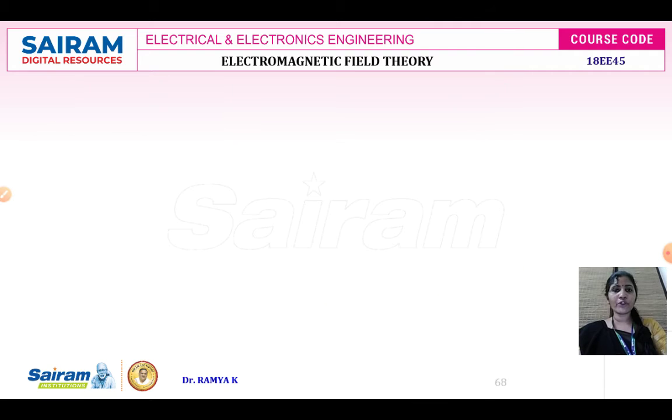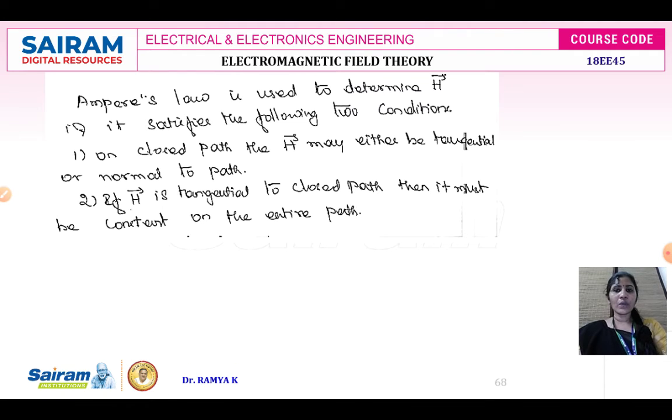This is the proof of Ampere's circular law. Now we have to understand why Ampere's circular law has to be read. Ampere's circular law is mainly meant for determining the magnetic field intensity if it satisfies the following two conditions. First condition is that if the current has to flow, it should be a closed path. Therefore, on the closed path, H may either be tangential or normal to the component.